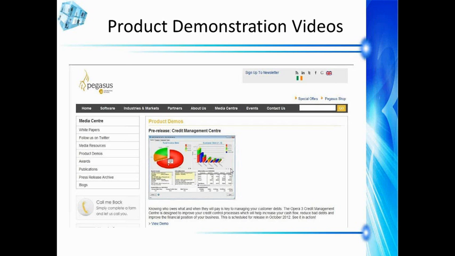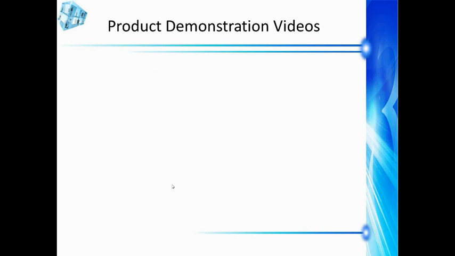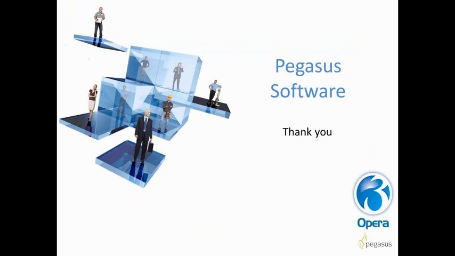If you want further information on this, log on to the Pegasus website, pegasus.co.uk, go into the Media Center, and within the Media Center, you will see a whole range of short videos. Here's one for credit management, but there's a whole range of them on there. If you're interested in knowing more about XRL, then go and have a look at the XRL video. If you want to know about Payroll Self-Service that was released at the end of last year, then have a look at the video for Payroll Self-Service. And if you're using Opera 2, then there's a whole range of new functions that are available to you in Opera 3. So just go and have a look at each of those individual videos.